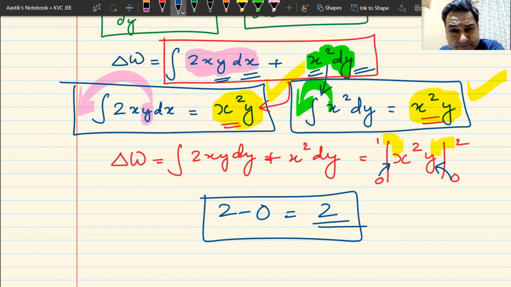Sir, can you again explain the application of those limits? First put the upper limits, then put the lower limits. Put the upper limits together, put the lower limits together. So when you are putting the value of x as 1, you also put the value of y as 2. Once you put the value of x as 0, you also put the value of y as 0. There are two things that you have to put together: value of x as well as value of y. In upper limits, put both values together. In lower limits, put both values together. That's it. Okay, clear?